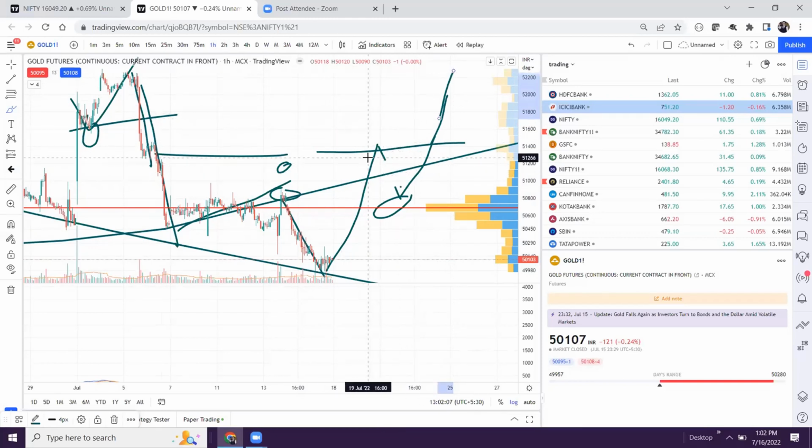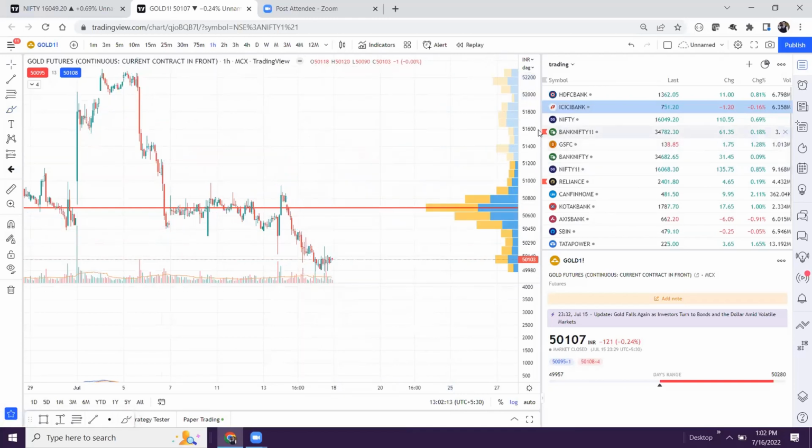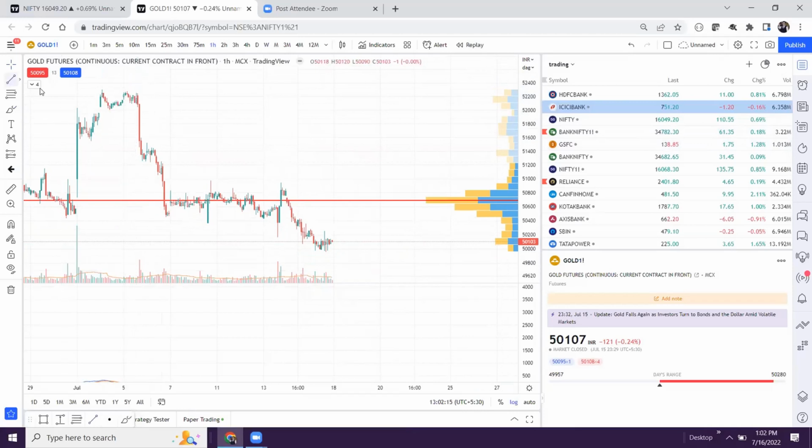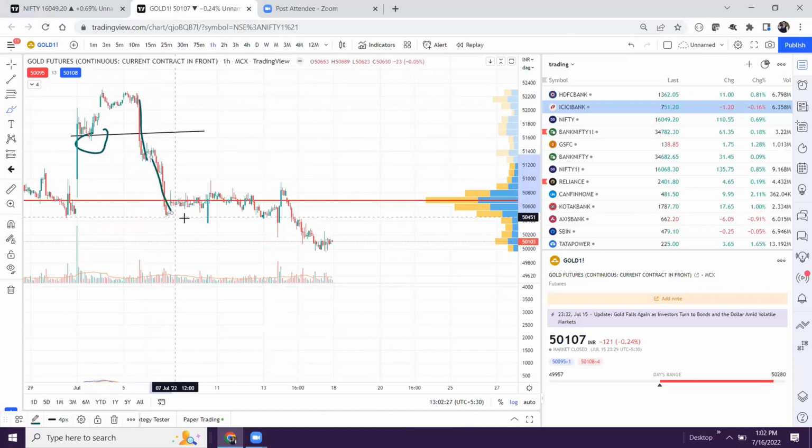Is this clear or not? I'm sorry, could you please explain once again? Now suppose you are selling here, right? You sold here, reason being this last lower low, this low got broken, right? So now suppose you're selling here, your last trailing stop loss at this moment will be this. Is this clear?